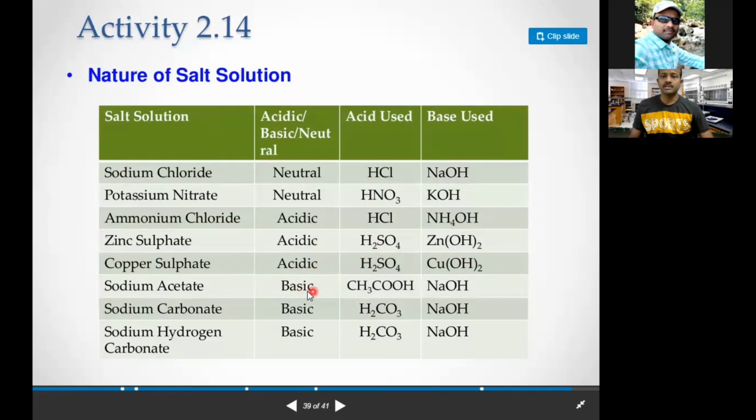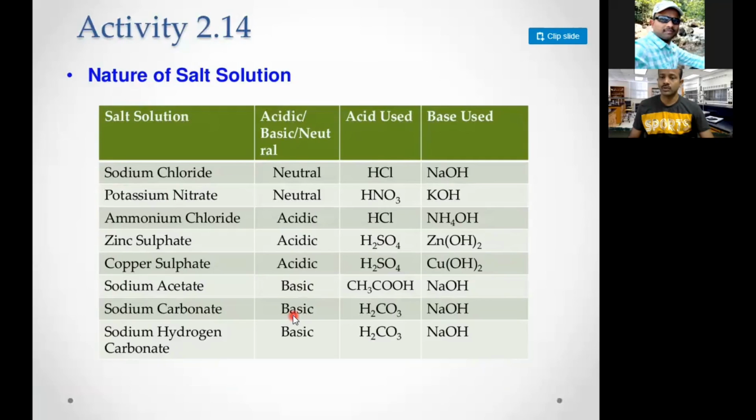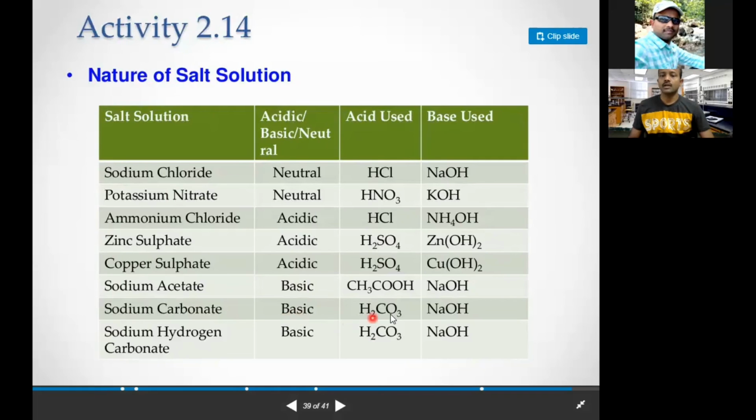When will you get a basic salt? Sodium acetate. Here the acid is weak, a reaction between the weak acid and the strong base NaOH. It will give sodium acetate salt, which is basic in nature. Why is it basic? Here the base is strong, NaOH is a strong base. Next, sodium carbonate, Na2CO3, is also basic in nature. We call it washing soda. Here carbonic acid is a weak acid and sodium hydroxide is a strong base. Here the base is strong, due to this we are getting the basic nature of sodium carbonate.